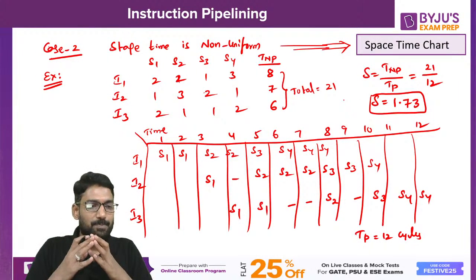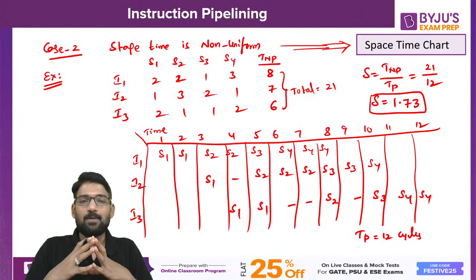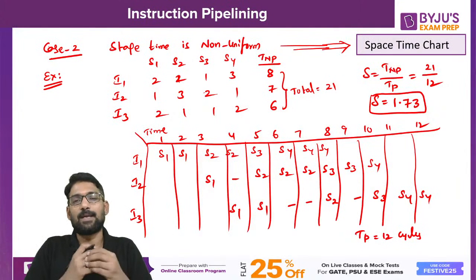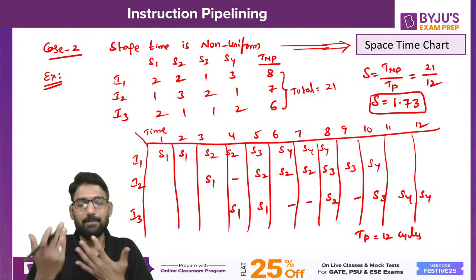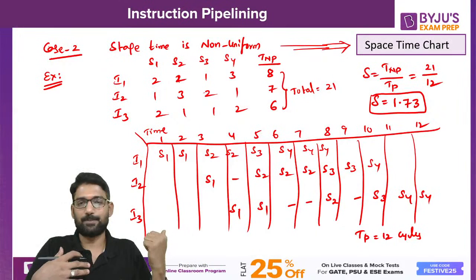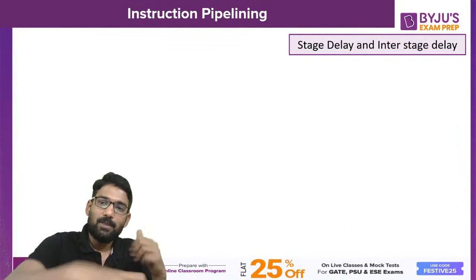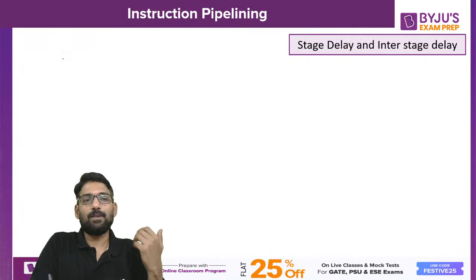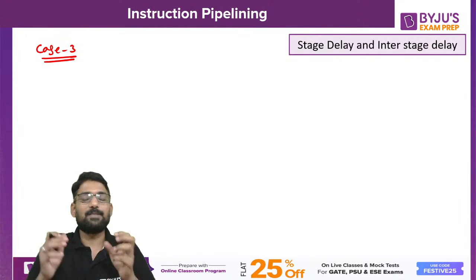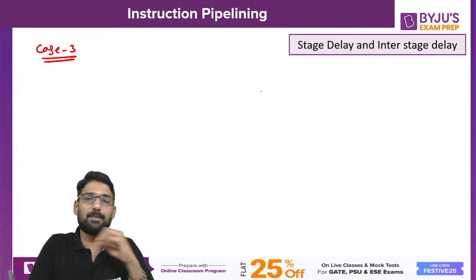So whenever the stage time is non-uniform, then this is how we calculate pipeline time, non-pipeline time, speed up. Once you get the speed up, accordingly you can calculate efficiency or throughput. Right? Now there is another possibility, that is, when you are taking the stage time, that stage time is not only for the operation, that is also to store intermediate results in the buffer.